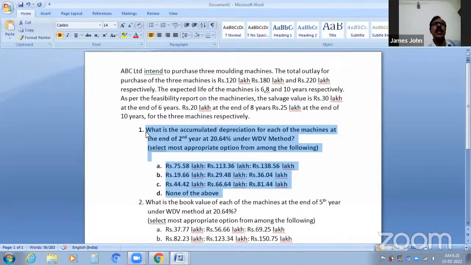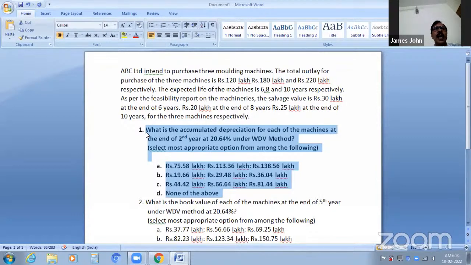Look at the second machinery. The second machinery is costing 180. So the same formula, 180 into (1 minus 0.2064) the whole square. And you subtract here the accumulated depreciation. If it is accumulated depreciation, you subtract. 113.26. So the option is 113.36.